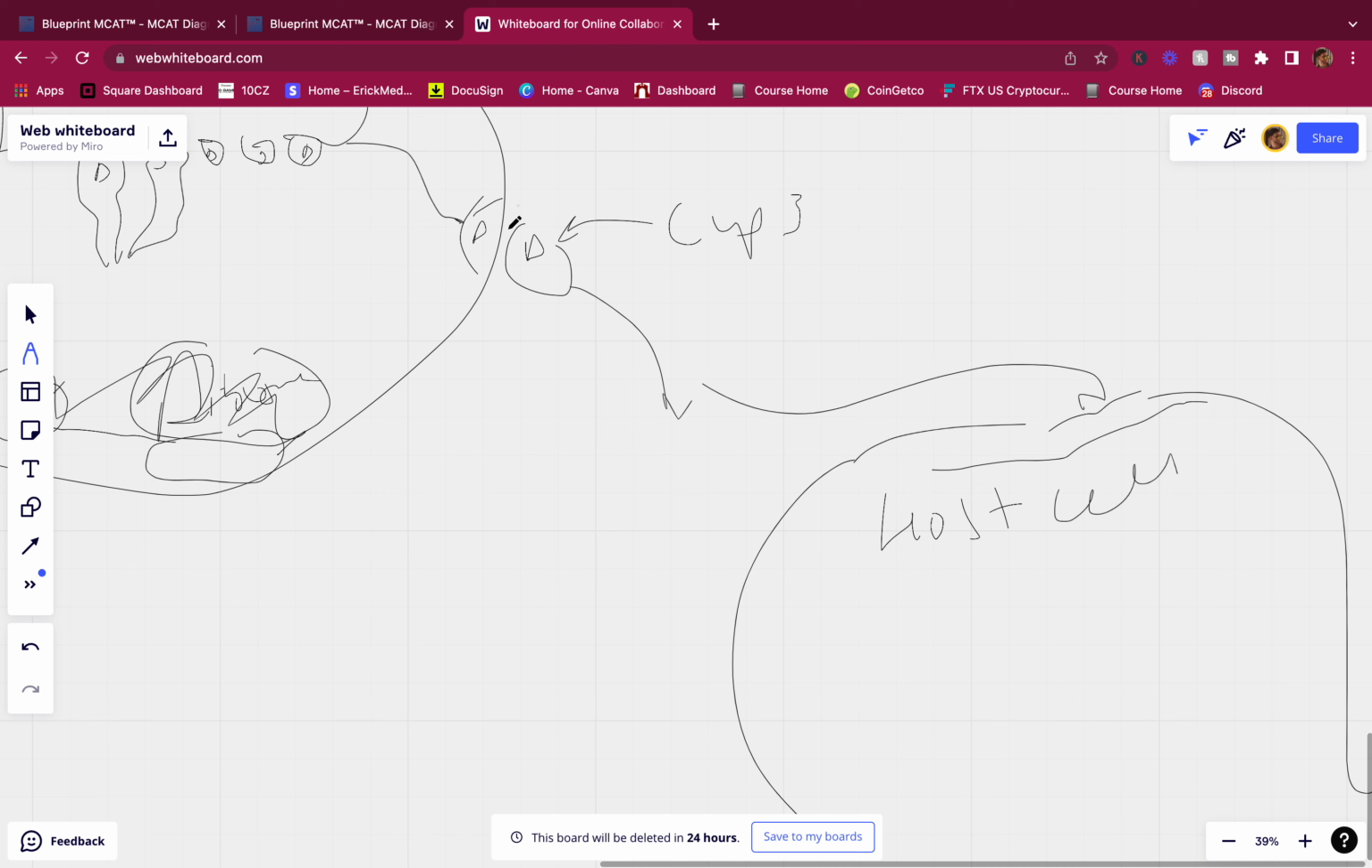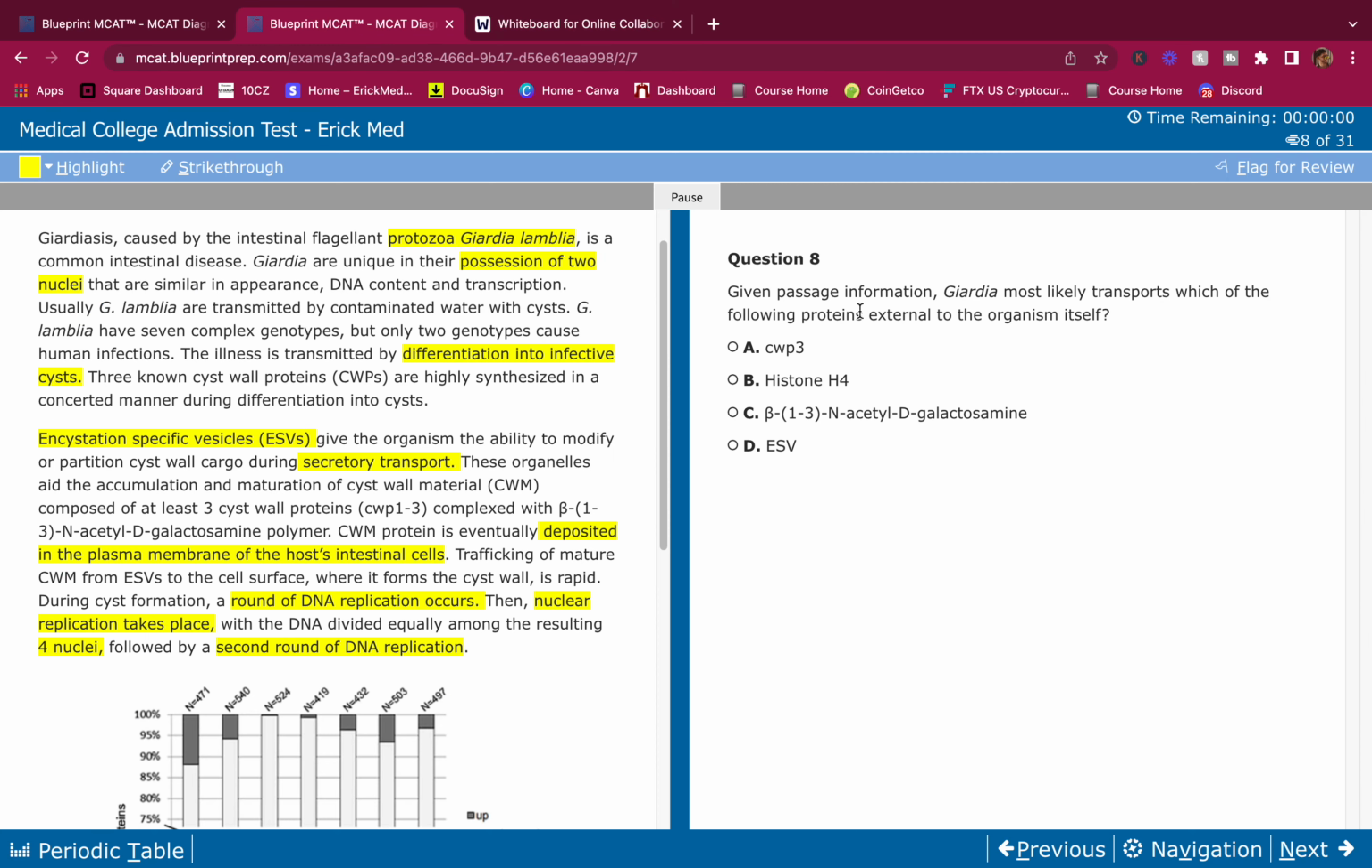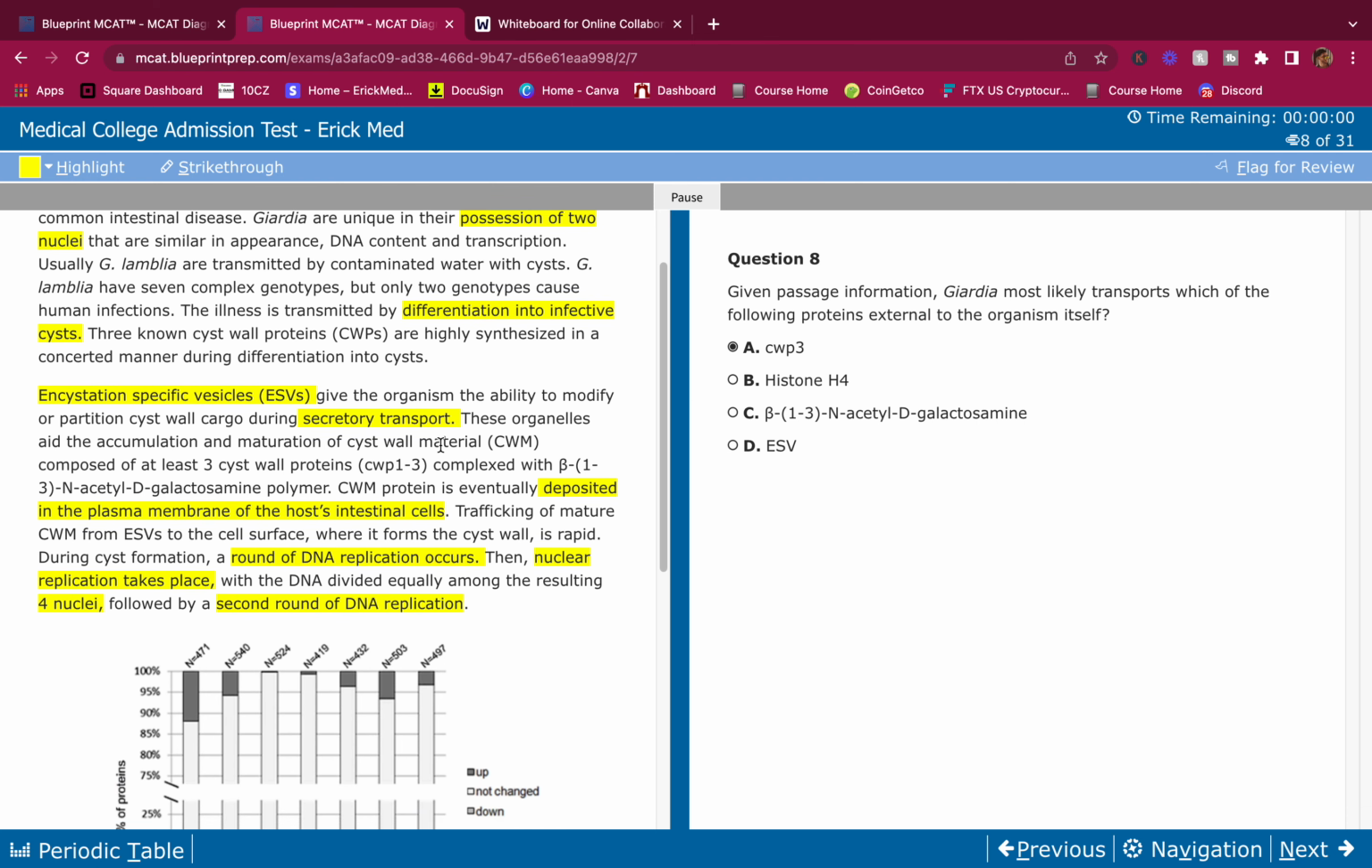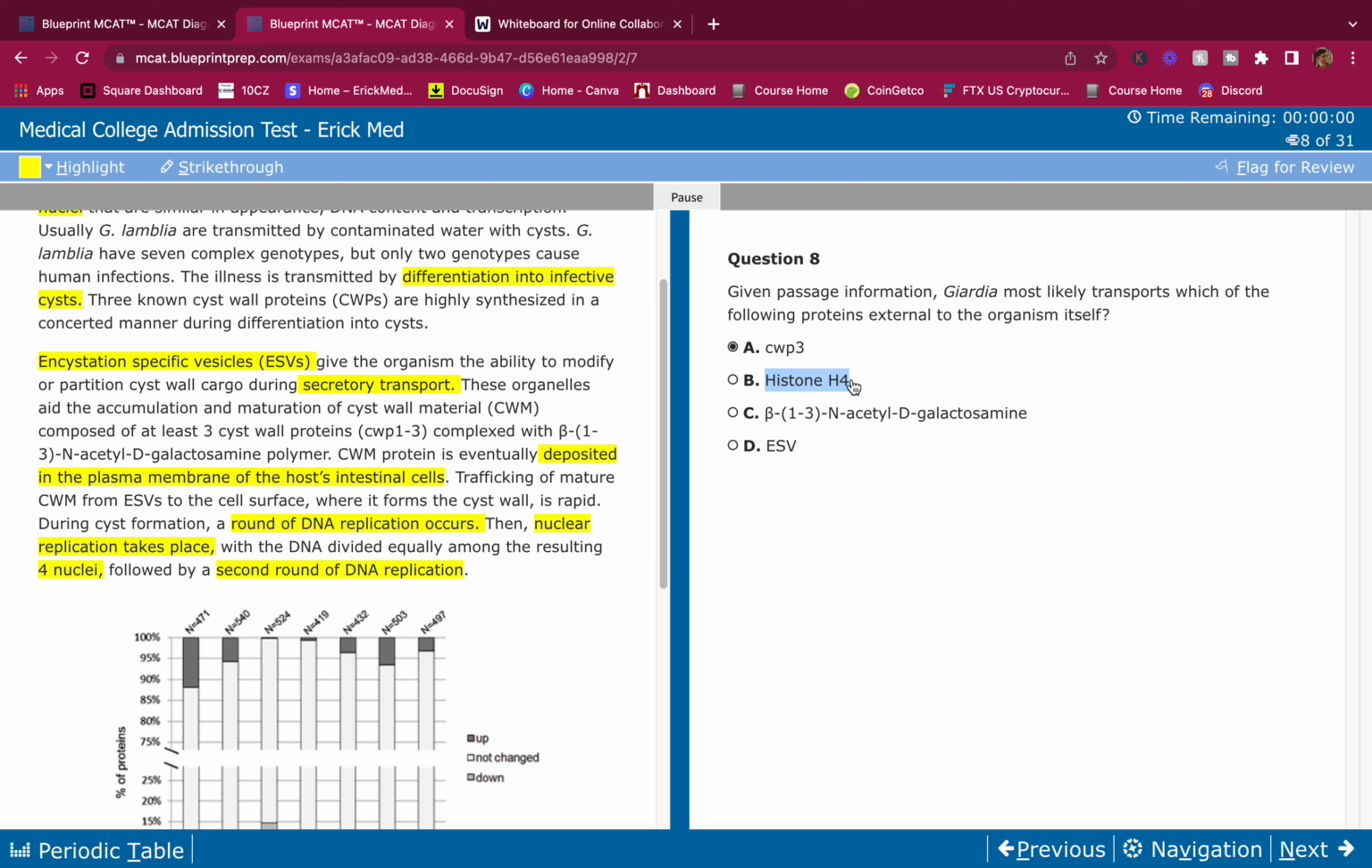So this had to be external. This is external. I don't know why they use that word, external. They could have used another word, in my opinion, but that's what that means. So this makes sense here. Histone H4, no, that's in the DNA. That's in the chromatin. That has nothing to do with being secreted or anything like that.